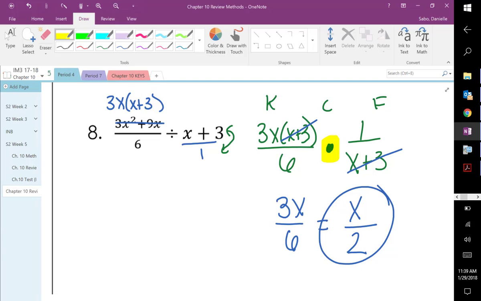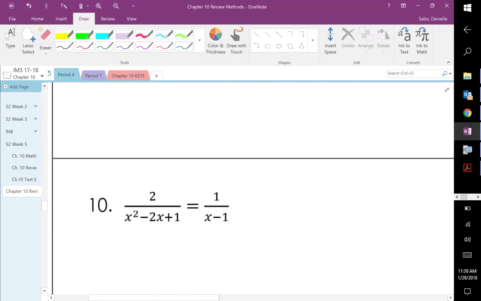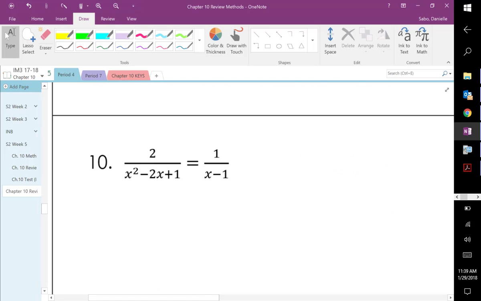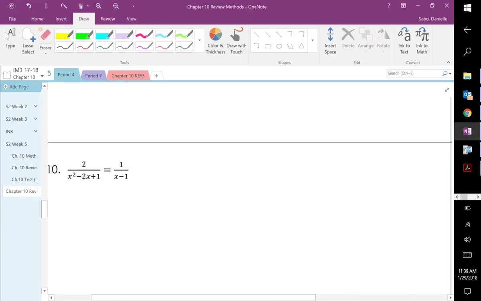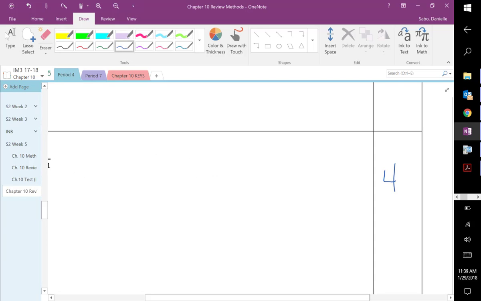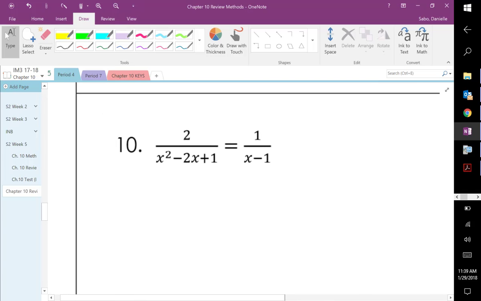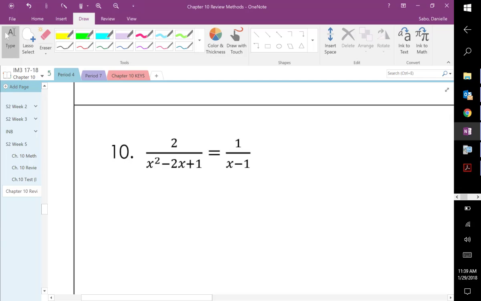Wait, is number 10 keep change flip too? It is not. There's an equal sign. So this is cross multiplication. So that was 4, I think. Yeah. Okay. Now, cross multiply. However, I highly recommend that you factor before you even do anything because it's going to save you a lot of time in the end.